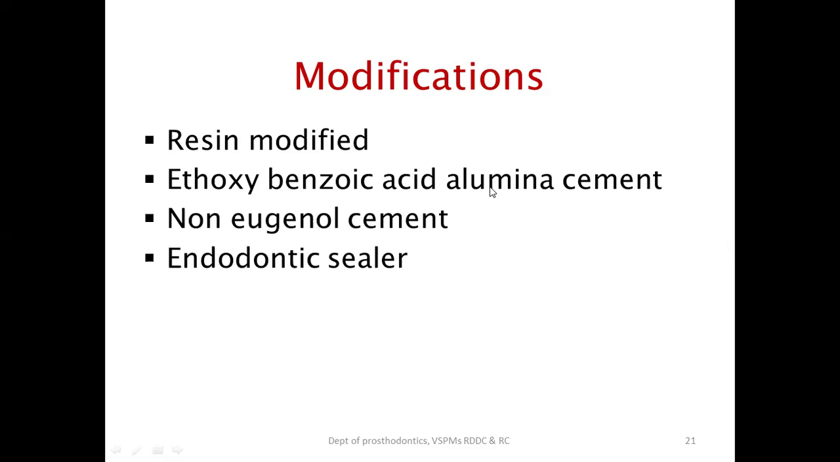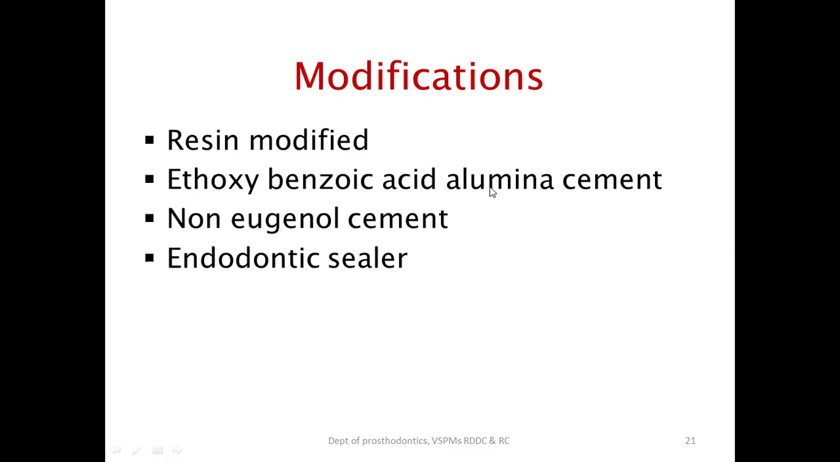So if you want to use a eugenol cement, that is zinc oxide eugenol cement, then you will have to do a modification in the liquid. Instead of eugenol, carboxylic acid is added, and then it can be used with resinous type of restoration, to lute the temporary crown when resin cement is used, and for patients who are allergic to eugenol.